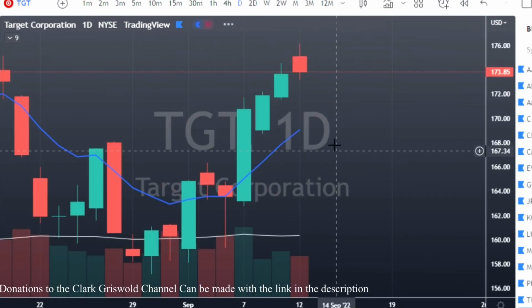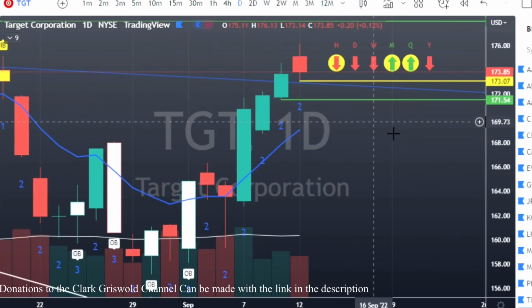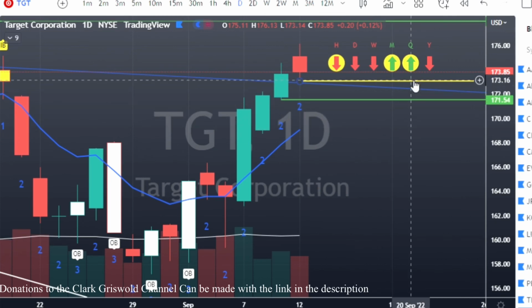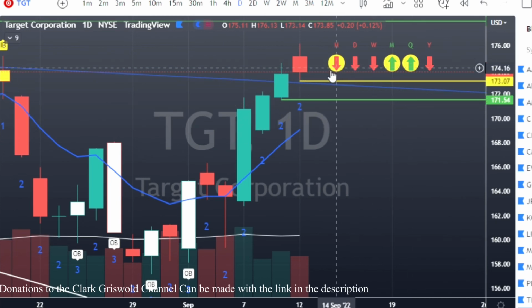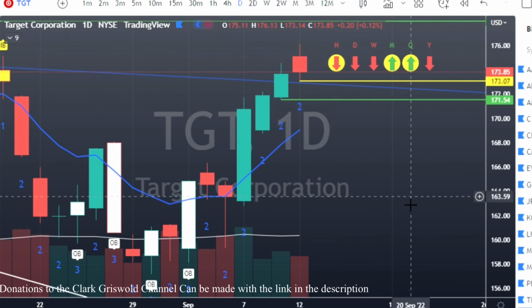TGT, that's Target. Target has a 2-up red. We're going to look for puts at 173.07. Time frame currently to the downside, but like I mentioned to you guys earlier, if we trend up, we are full green right across the board. So make sure you guys are watching that in the morning.